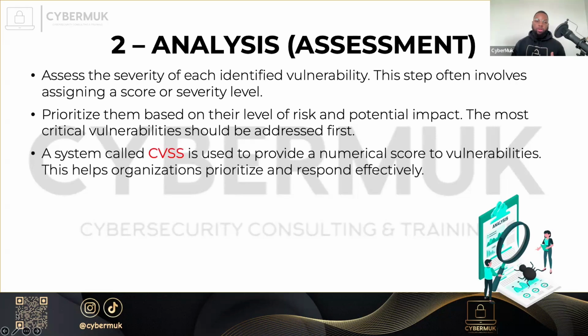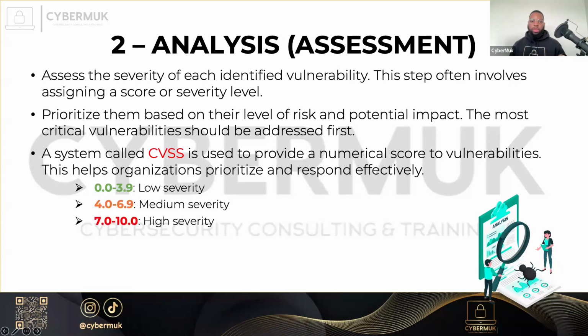And there's a system called CVSS. CVSS, the Common Vulnerability Scoring System, is used to give a numerical score to a vulnerability, and this helps organizations prioritize and respond to risk effectively. From 0 to 3.9, low severity; from 4 to 6.9, medium; and from 7 to 10, high. Sometimes you can see 7 to 8.9 as high, and then 9 to 10 as critical. So it depends on the organization and how they decide to do their analysis.